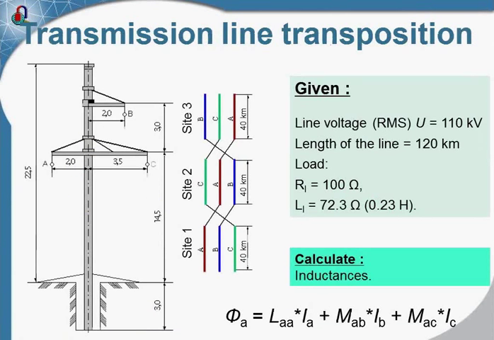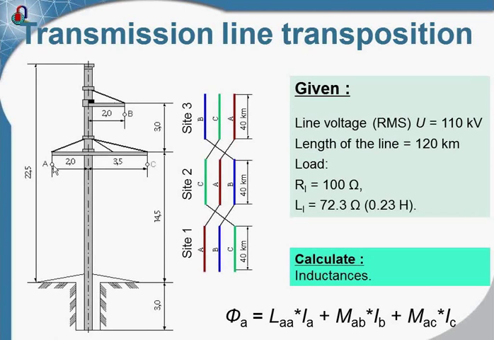This is the real transmission line. There are three phase conductors. There is the ground surface. And there is the transposition of the conductors. And again, our task is to calculate the inductance. Of course, there are several inductances here.